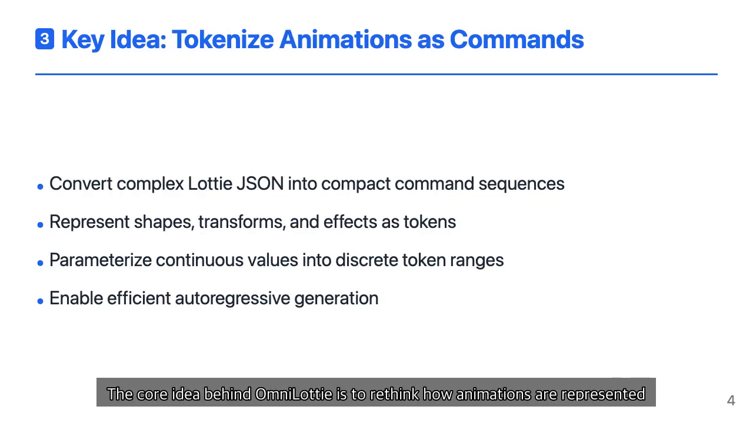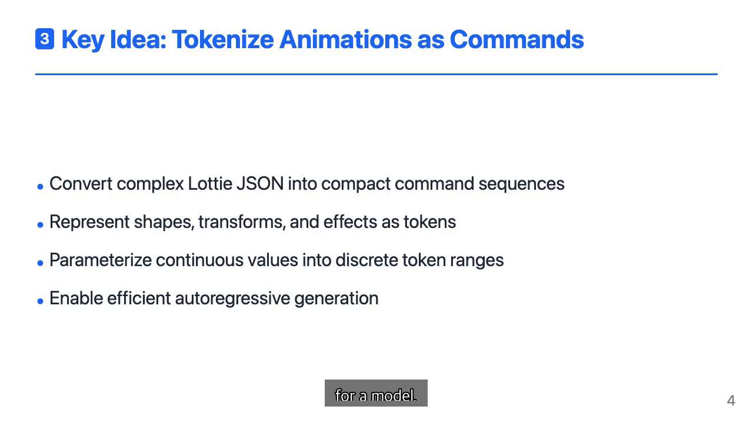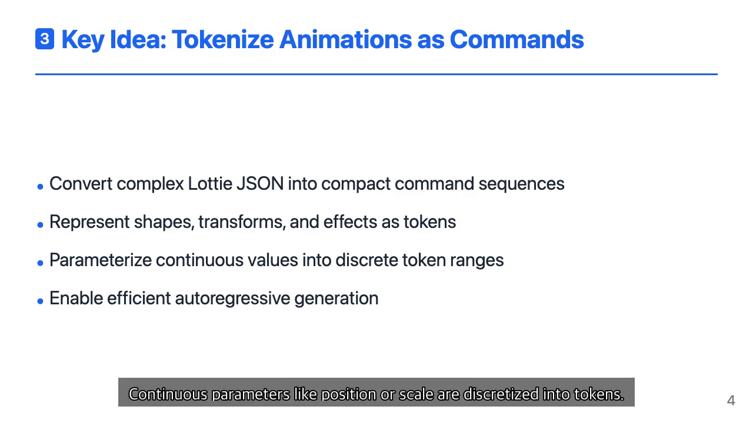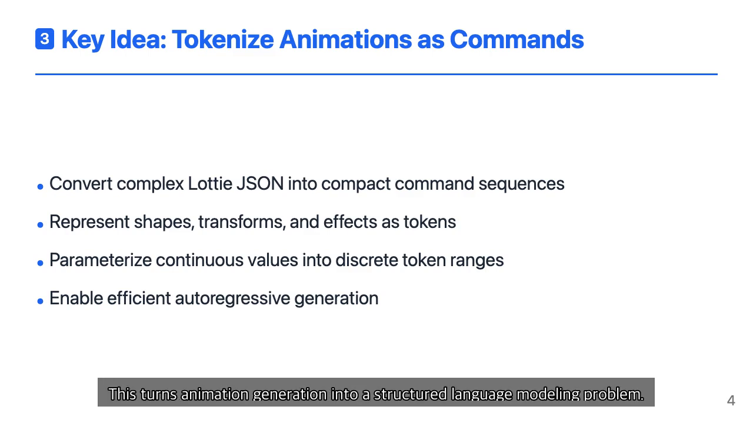The core idea behind OmniLottie is to rethink how animations are represented for a model. Instead of raw JSON, the system converts animations into sequences of commands and parameters. Each command represents something meaningful, like creating a layer, moving an object, or rotating a shape. Continuous parameters like position or scale are discretized into tokens. This turns animation generation into a structured language modeling problem.